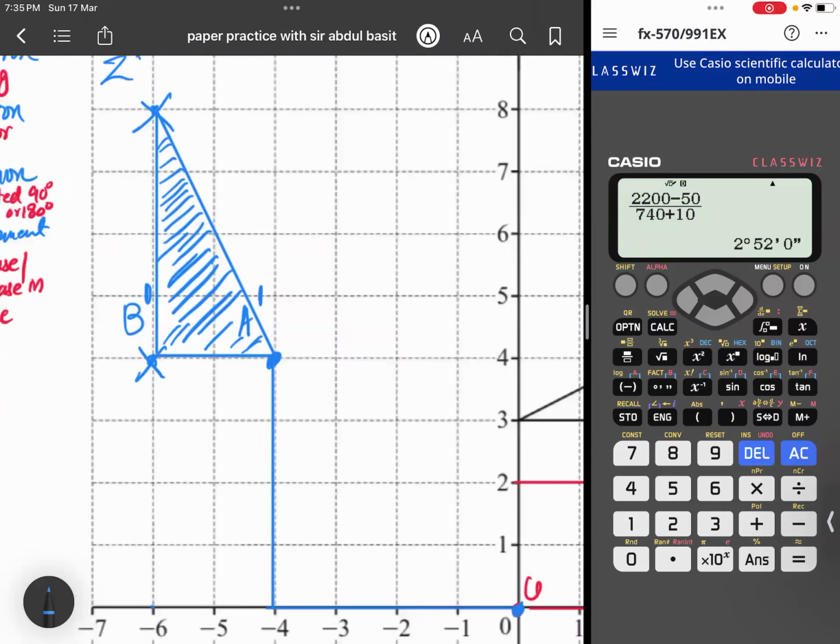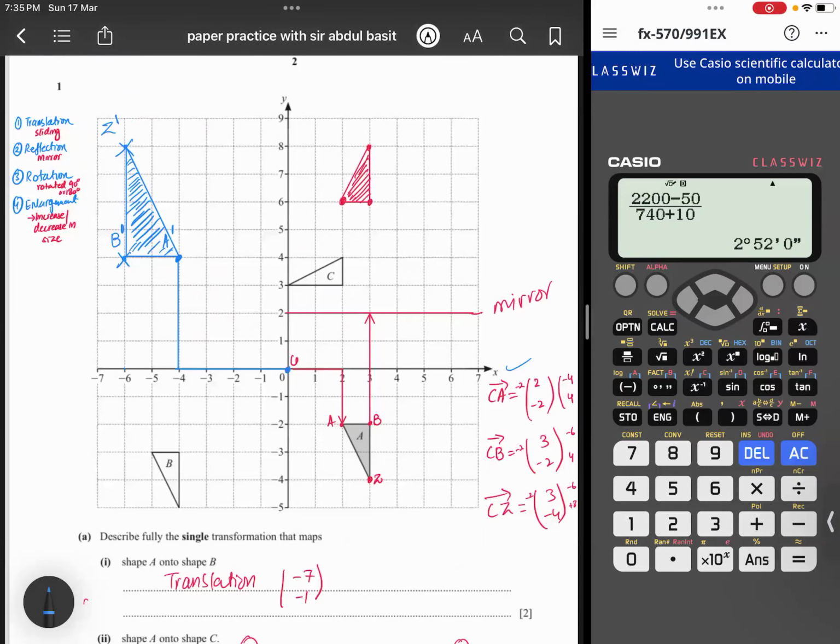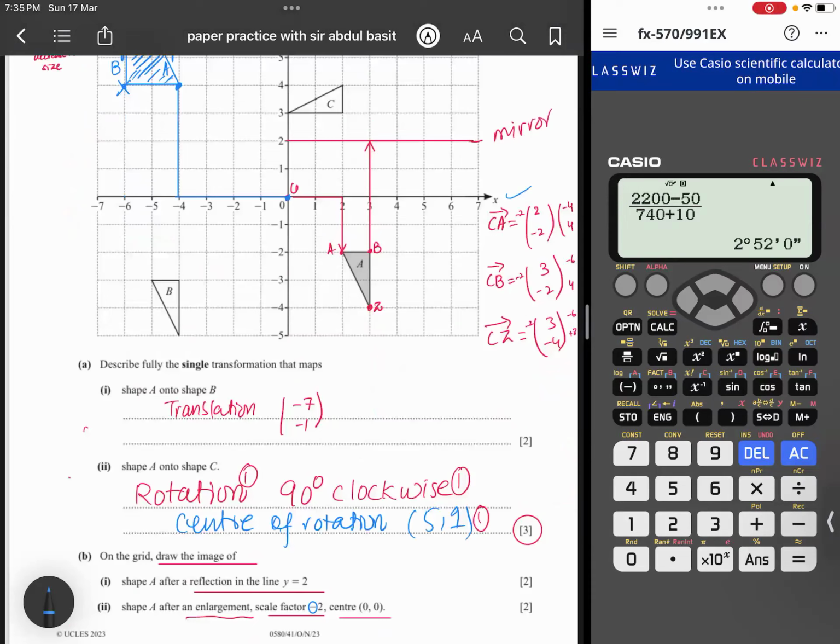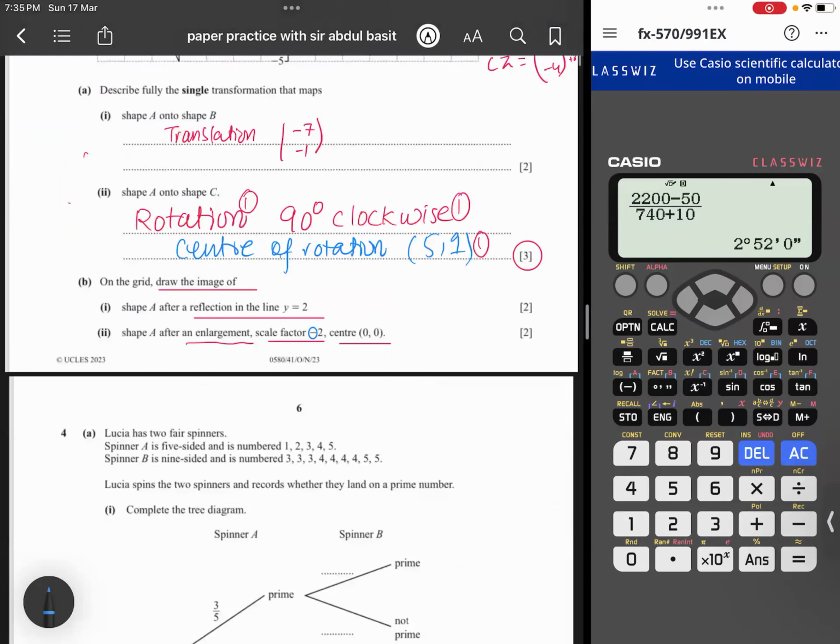Got it? You can use pencil in this question. No need to use pen here. Is this clear? Yes, sir. Okay, proceeding.